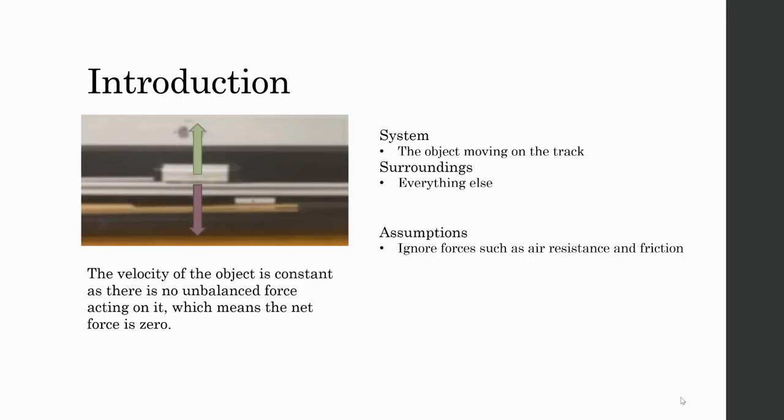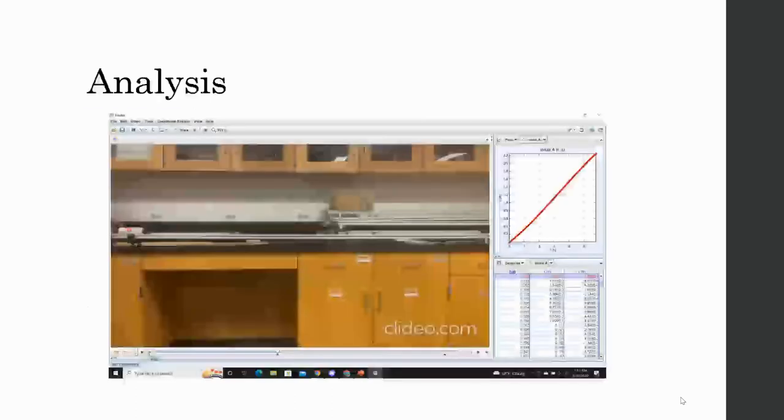This image shows the object we are observing. The system is the object, which is moving on a track, and the surroundings are everything else. We are assuming that air resistance and friction are negligible and thus ignored. As shown by the arrows, the only forces acting on the object in this experiment are gravity and its counteracting force. As they cancel each other out, the net force on the object is zero, and thus the velocity is constant.